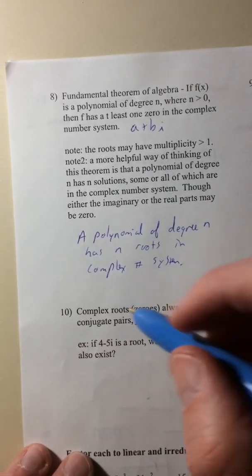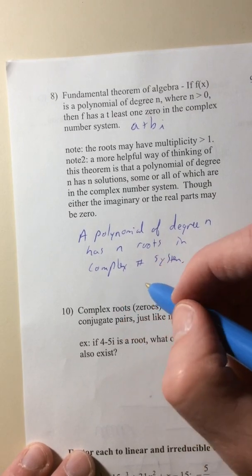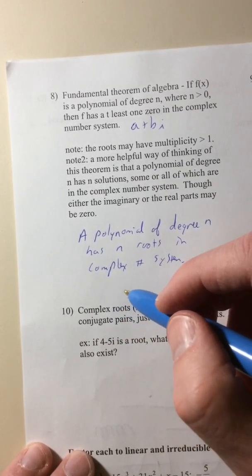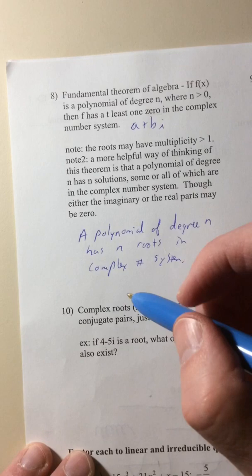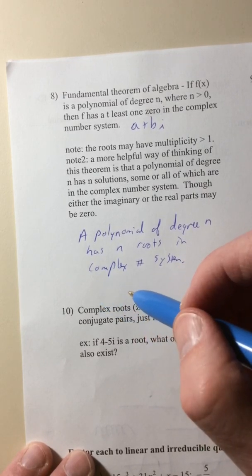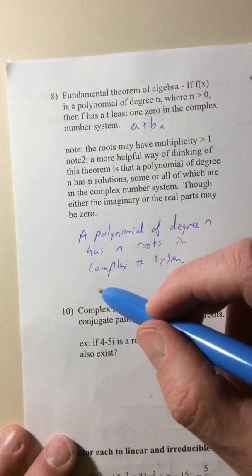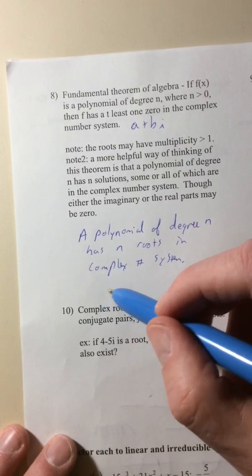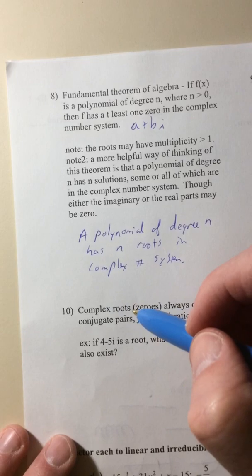So when we talk about a quadratic equation, we know that there are going to be two roots. They might both be real. They might both be complex. If we have a cubic equation, maybe we have one real, and in fact we must have one real, and actually we could have 3 real, or 1 real and 2 complex.